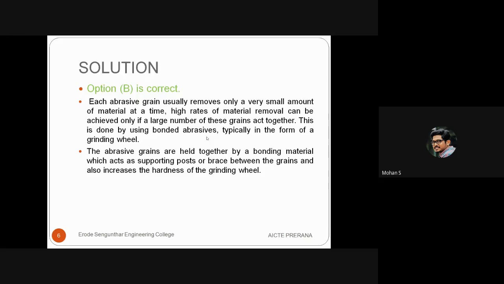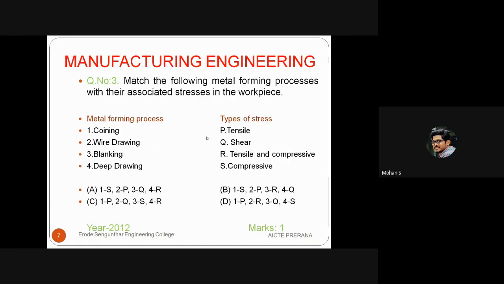Let us move on to the third question now. The third question is a match the following type question. This question was asked in the year 2012 and it carries 1 mark. Let us see the question now. Match the following metal forming processes with their associated stress in the workpiece.